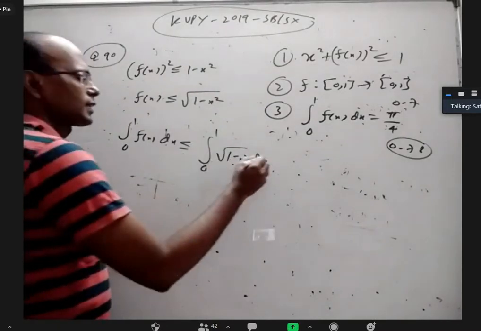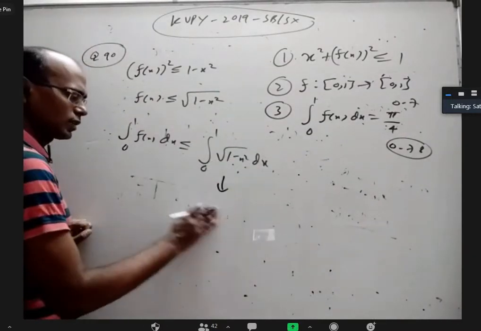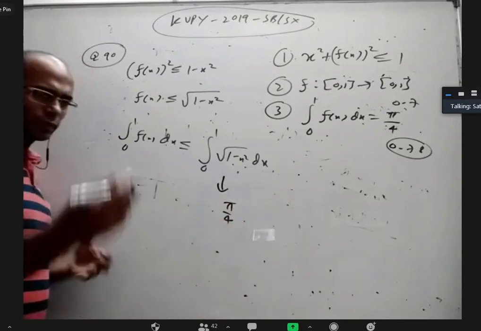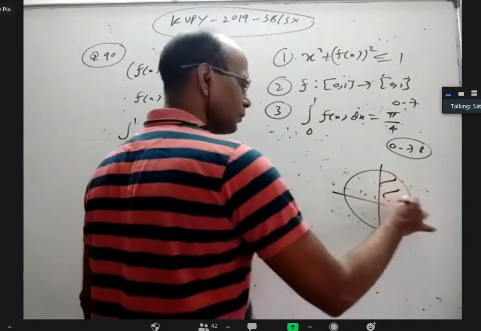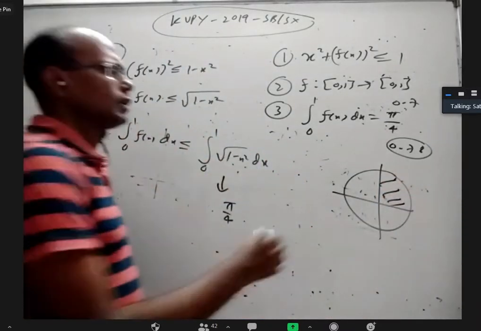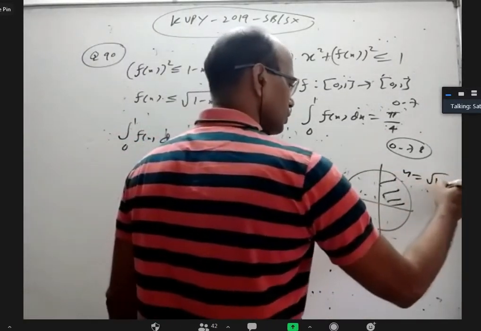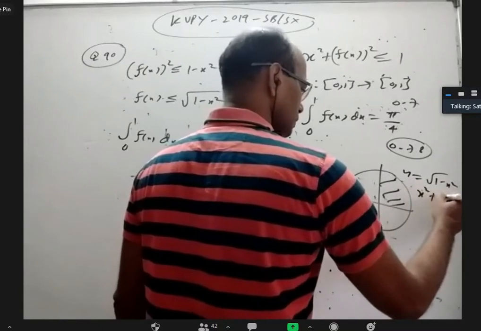But this is exactly pi by 4. This is exactly pi by 4. One is from the figure only, that it is a quarter circle. This area between 0 to 1, the area under this, where y equal to root 1 minus x square means x square plus y square equal to 1.